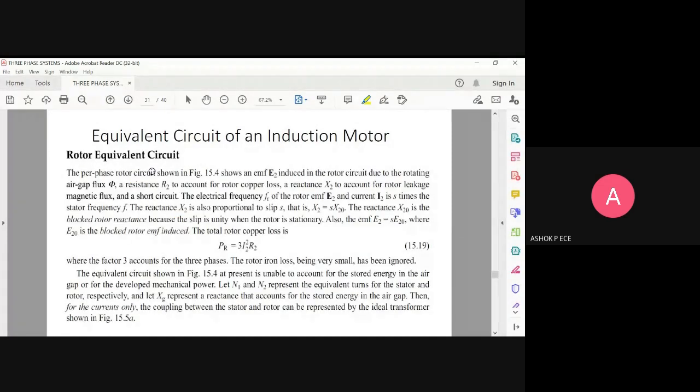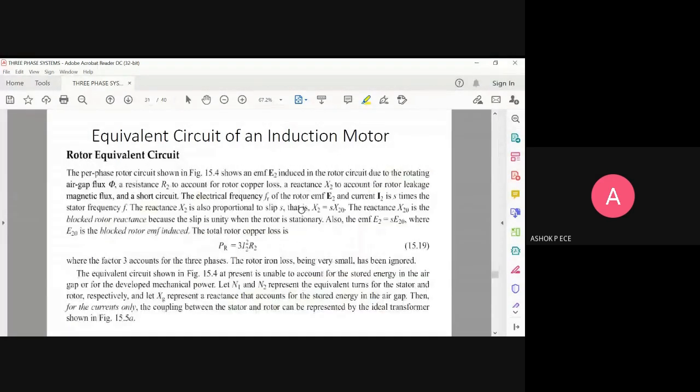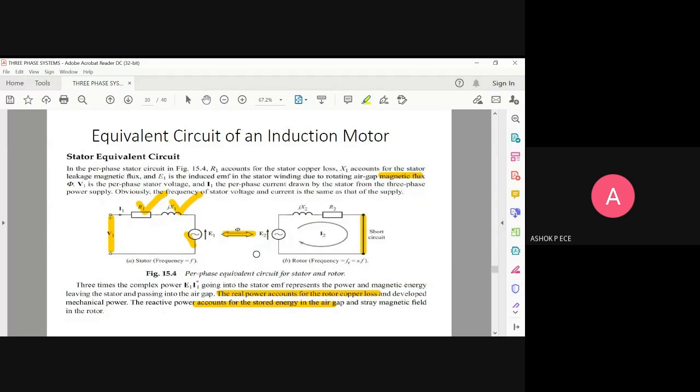And in the rotor equivalent circuit, we have seen that X2 will be multiplied by s. We have seen s into X2 naught. X2 naught means standstill. X2 means running. Even the induced EMF E2 will be s into E2 naught. E2 naught means standstill. E2 means running. So the total rotor copper loss is three times, because of three phases, 3 I2 squared R2. I2 is the rotor current. R2 is the rotor resistance. Whenever we talk about loss, you will always take the resistance and not the inductance.